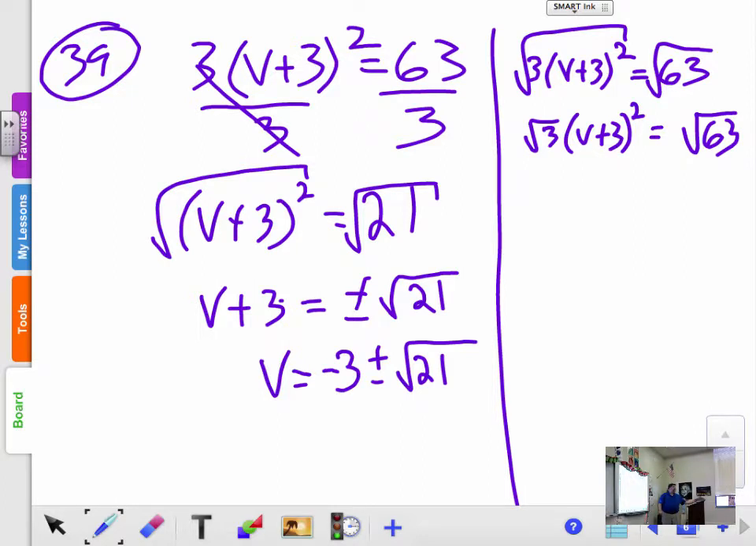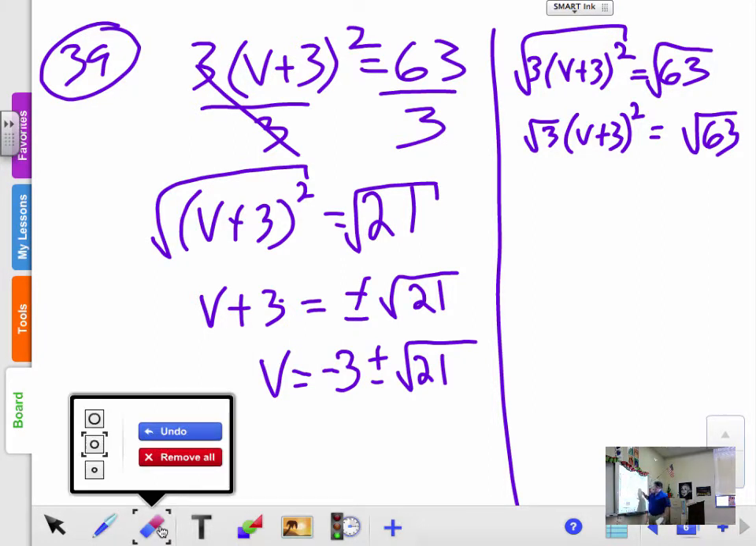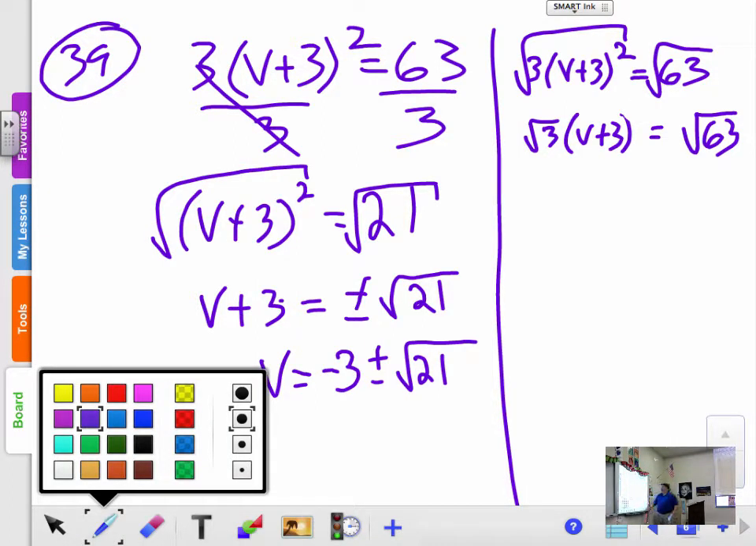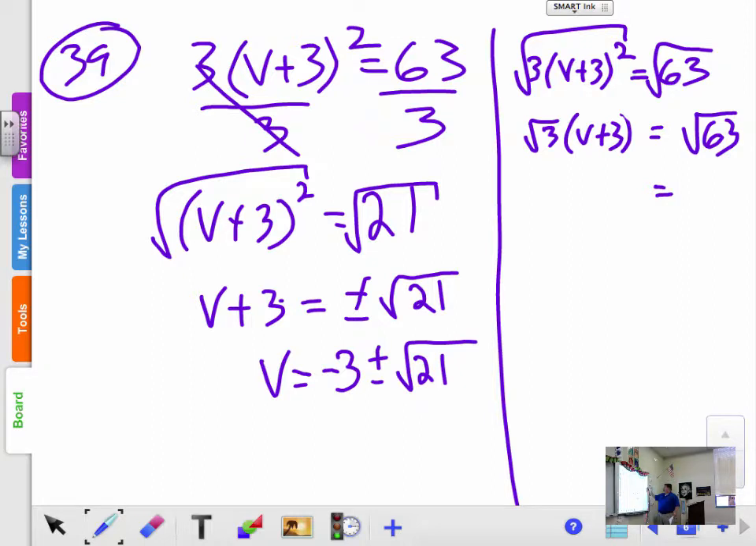Wait, the square root of v plus 3 is no longer squared anymore. Oh, yeah, I forgot about that. Okay. So now this is the same as the square root of 7 times the square root of 9, and then I've got the square root here of v plus 3. Well, the square root of 9 is just 3.